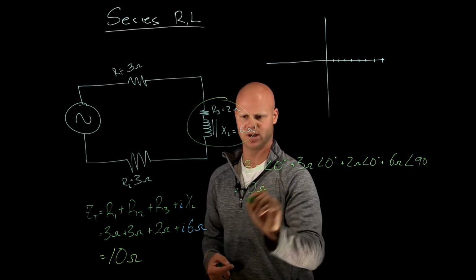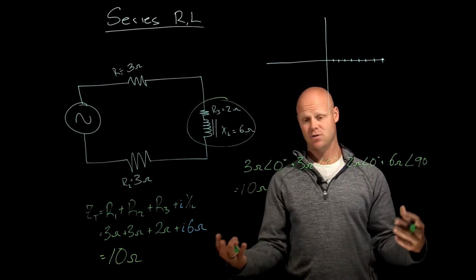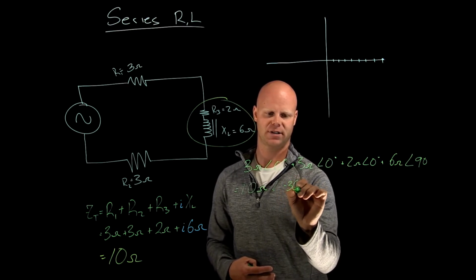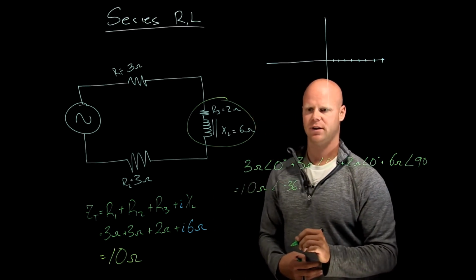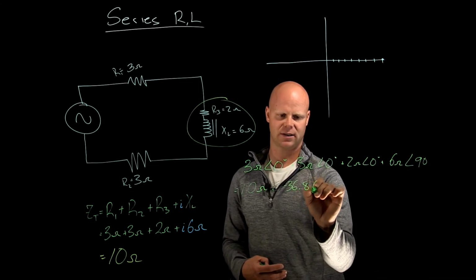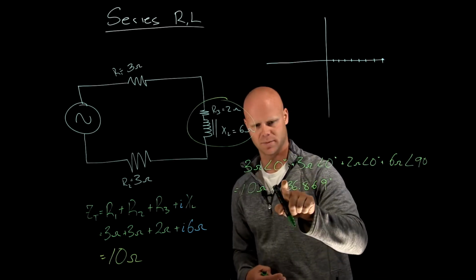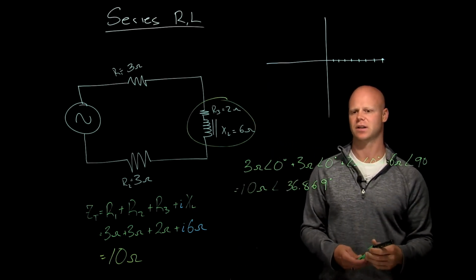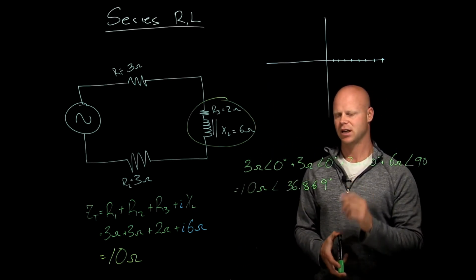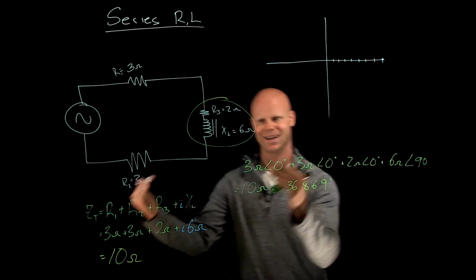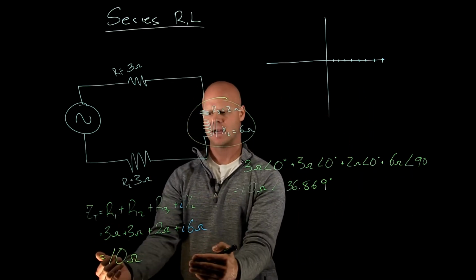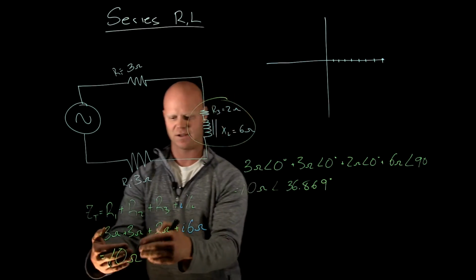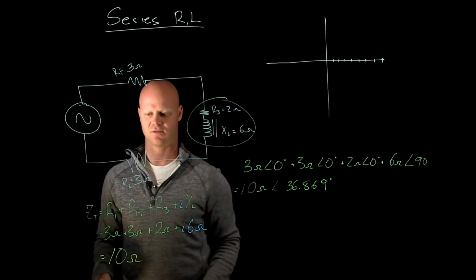The nice thing about doing it in polar form is that now you have an angle. So I would have an angle of negative 36.869 degrees. Sorry, not negative. I have a positive value of 36.869 degrees, and that's my impedance value. That is the impedance of that circuit. With rectangular form, all I'm getting is a magnitude. Okay? Rectangular form just gives me the fact that it's 10 ohms.